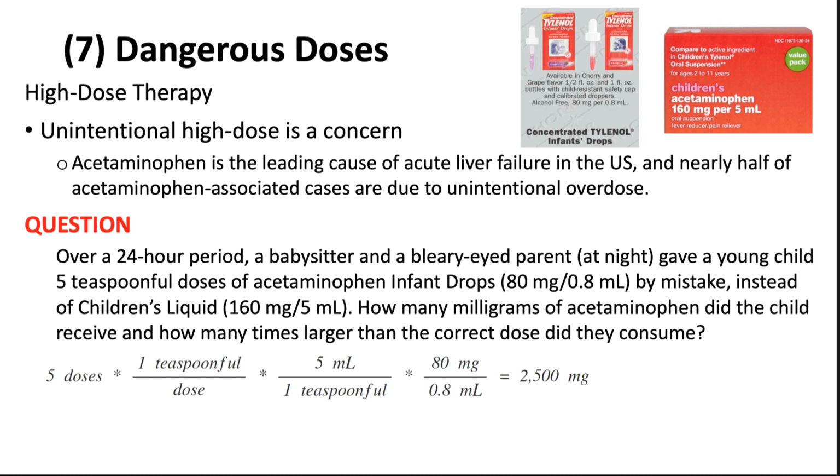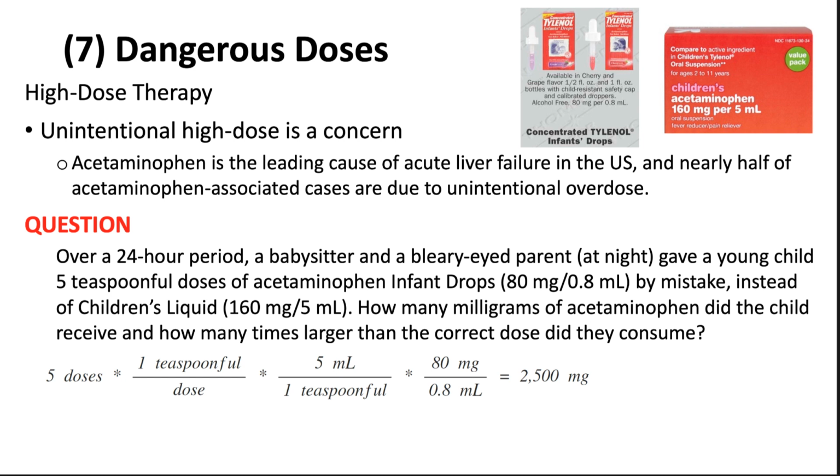To figure out how much drug, we have to first convert dose to the volume of liquid given with each dose. So let's multiply 5 doses times the fact that each dose had a volume of 1 teaspoonful. Doses will cancel, and you should see that we have 5 teaspoonfuls. Now we need to convert from teaspoonfuls to milliliters. This is just a typical conversion that we have to memorize in pharmacy: 1 teaspoonful is equivalent to 5 milliliters.